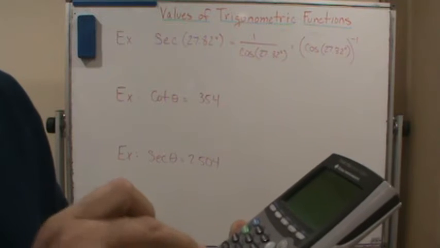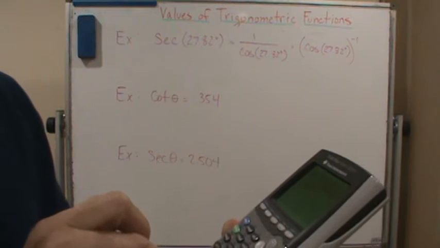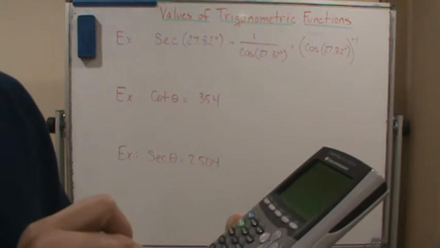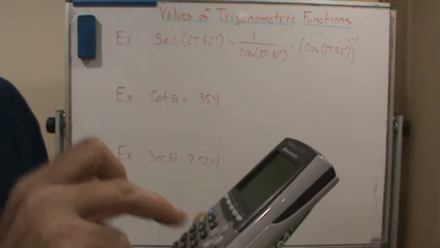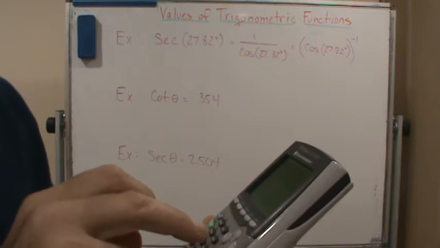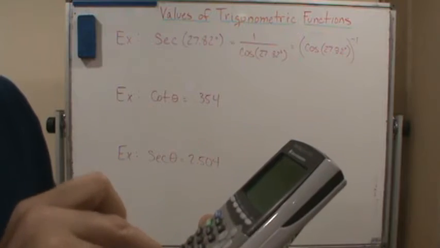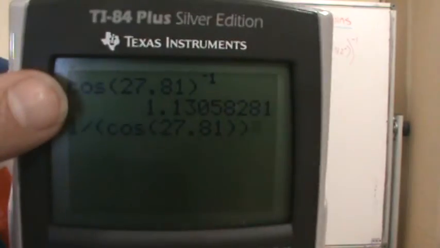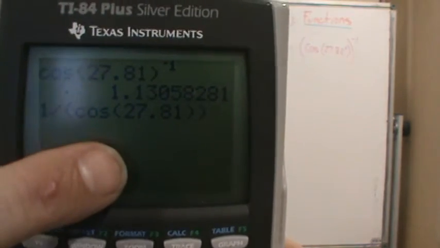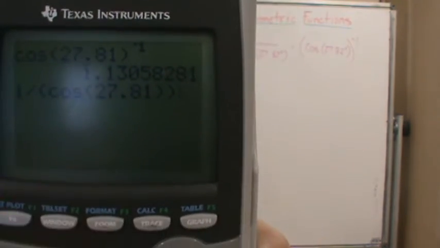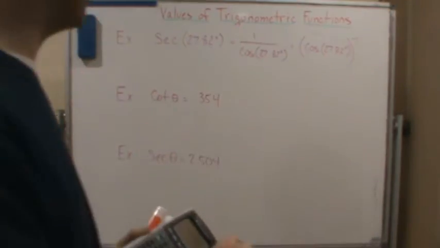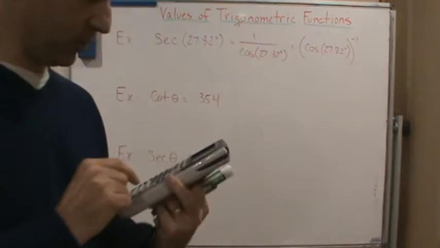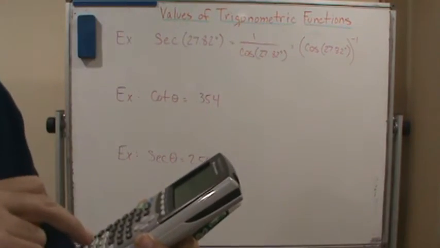And if you don't believe me, let's just do 1 divided by cosine of 27.81. Oops, sorry, this should be 27.82, but anyway, I'm going to use 27.81 just to show you here. So I took 1 divided by the quantity cosine 27.81. If I hit enter, I get the same value. But again, it was 27.82, not 27.81. I put in the wrong value, so let's do it again so we can get the right value.